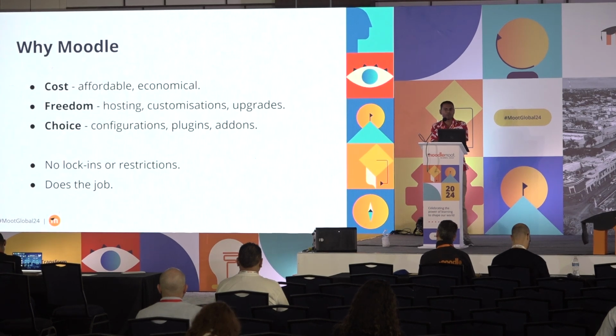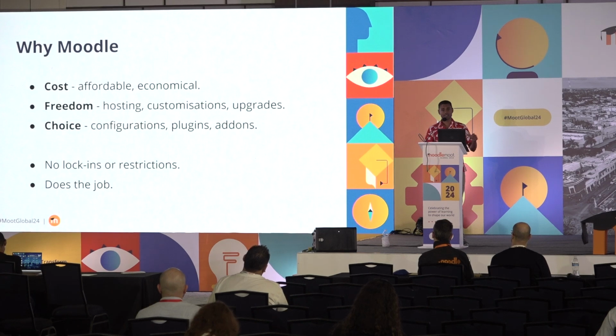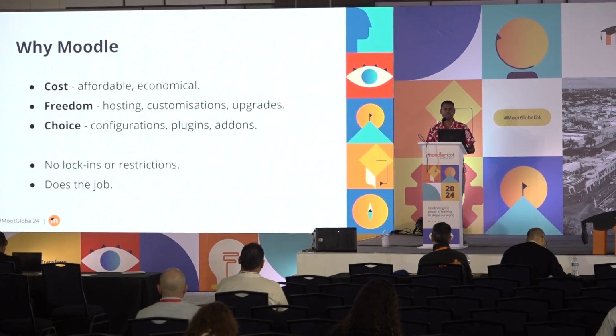Obviously, cost was an important factor. I wouldn't say that Moodle was free. Of course, you can get Moodle for free, you can use it for free, but there's still cost involved in running the Moodle service. So it was an affordable option, something that we could easily afford. But the important thing was also the freedom to choose where we want to host it, the freedom in what customizations we could do, and the freedom to choose when we want to upgrade, which version, and on which date.